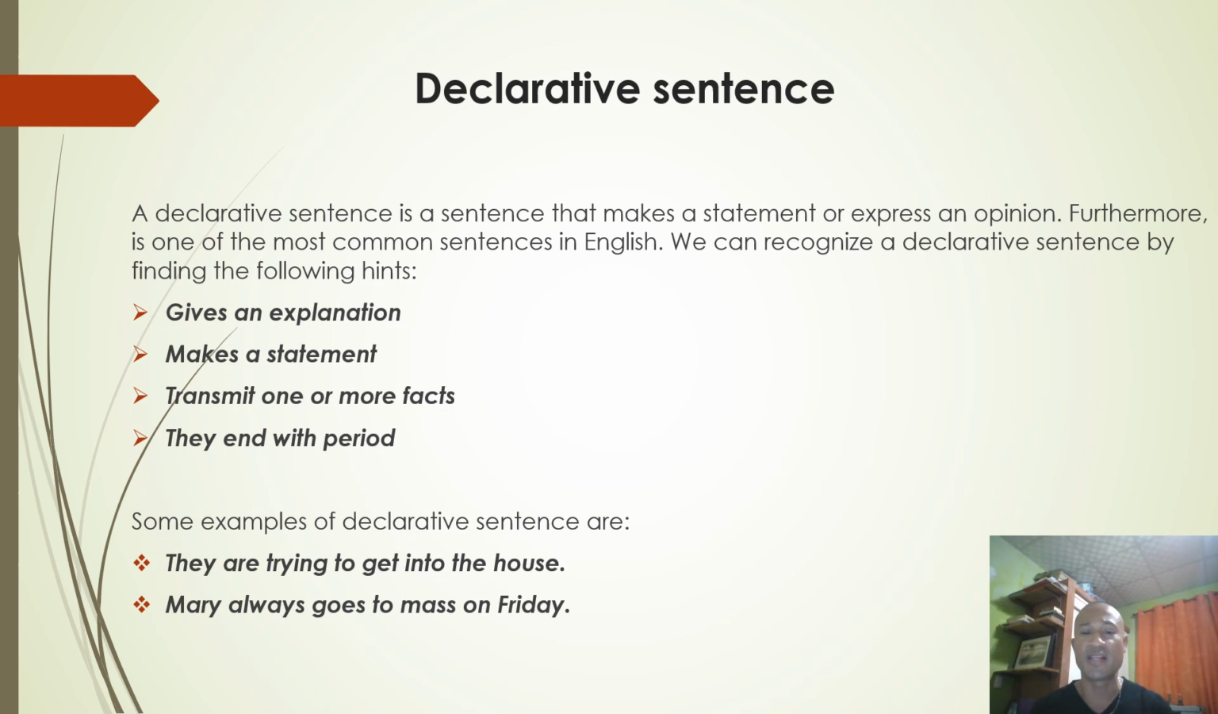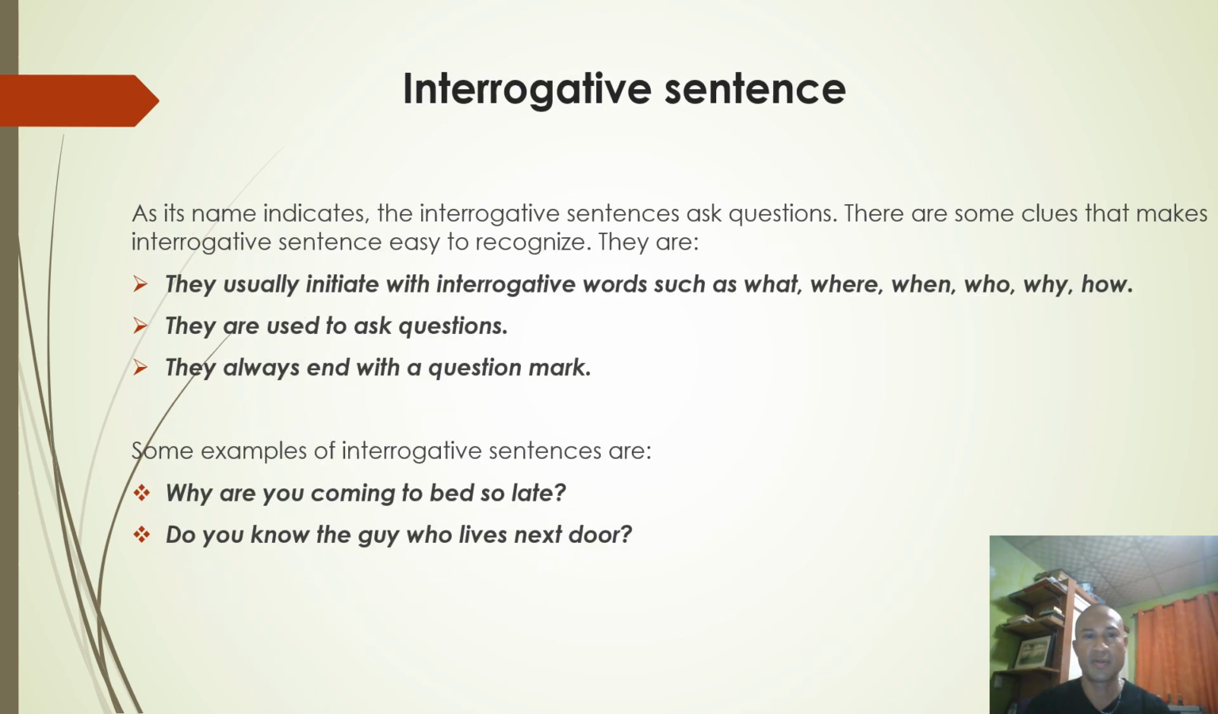Some examples of declarative sentences are: They are trying to get into the house. In this sentence, we can see that we're making just a statement. The second example: Mary always goes to Mass on Friday. This is also a statement, so it's not difficult to identify a declarative sentence.